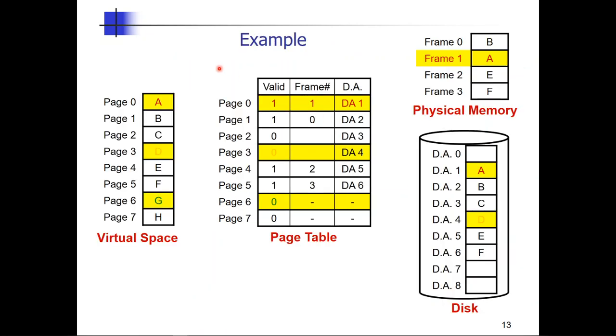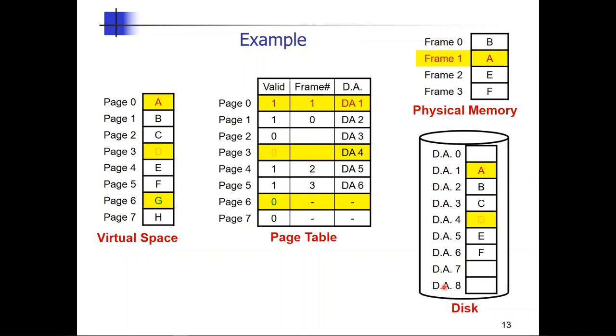Alright, now let's take a look at an example where a particular program has several pages that it is trying to access, but the physical memory only has a few pages. All the way to the left we have the virtual space of a particular program. In the middle we have the corresponding program's page table. On the right we have physical memory and the disk.